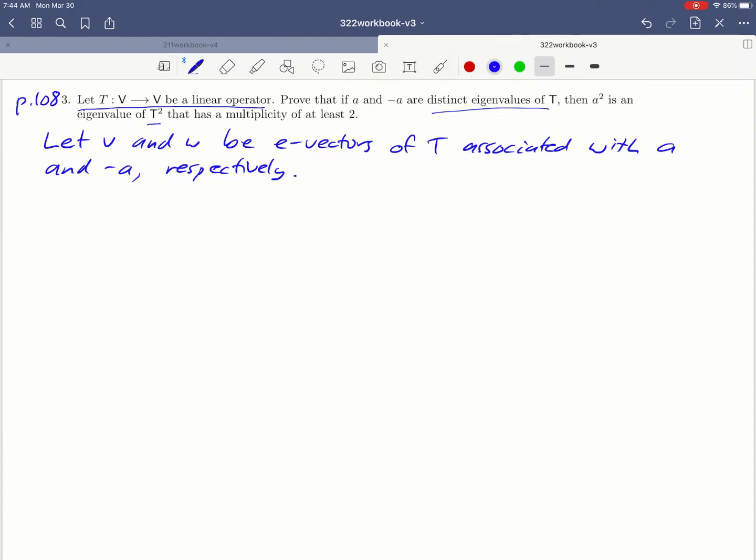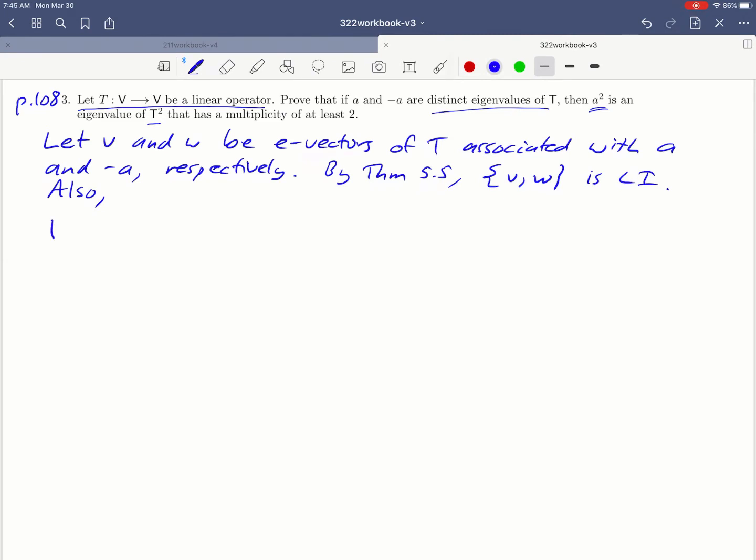Well, since those two eigenvectors go with different eigenvalues, we know that they're linearly independent. That was theorem 5.5. So the set that contains those two eigenvectors is linearly independent. Now we're going to do a couple of calculations. We're trying to show that a squared is an eigenvalue of T squared, and what I'm going to try to convince you of is that that's the case, and that both of these vectors v and w happen to be eigenvectors associated with that eigenvalue of a squared.